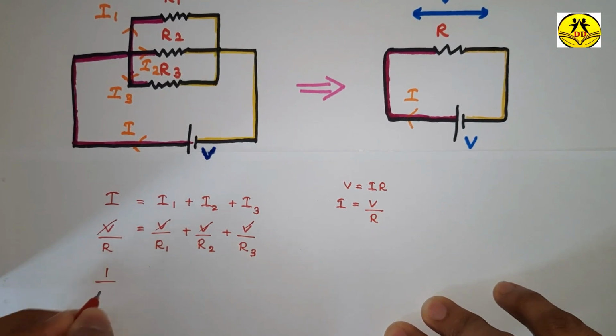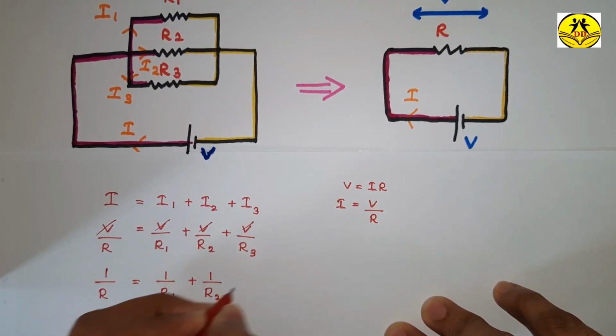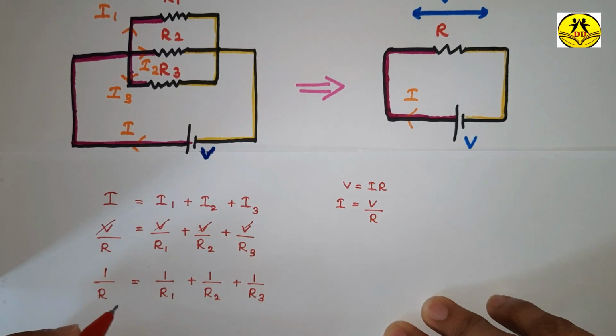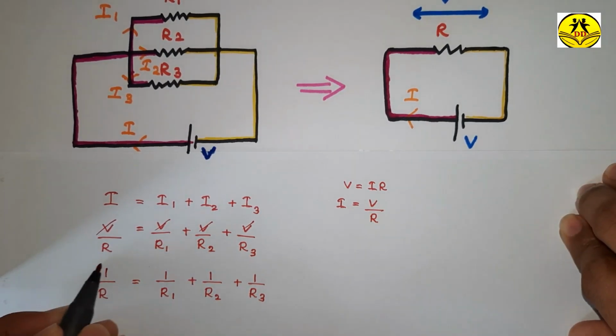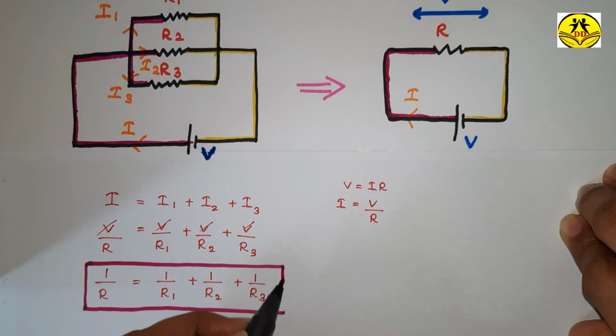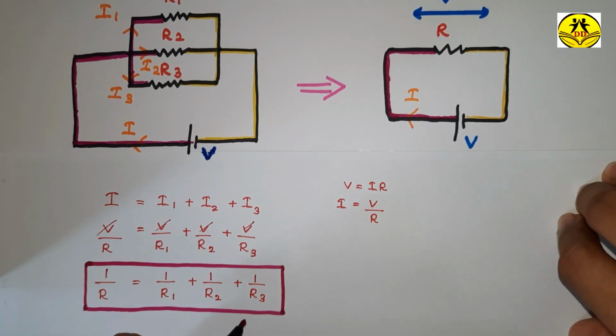So what's the relationship you are getting here? It's 1 over R equals 1 over R1 plus 1 over R2 plus 1 over R3. So the reciprocal of the equivalent resistance is equal to the sum of the reciprocals of the resistors which are connected in parallel. So this is the relationship you should know for a parallel combination of resistors in order to find out the equivalent resistance of a parallel combination of resistors.